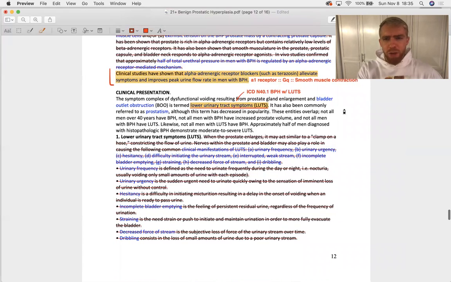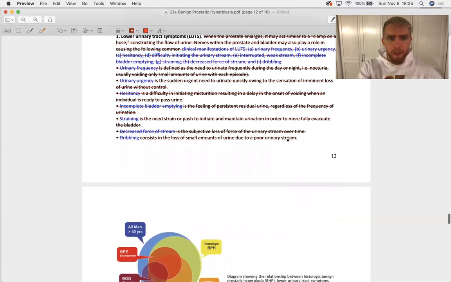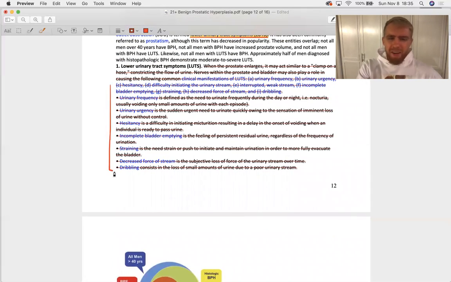Clinical presentation, bringing up this terminology, lower urinary tract symptoms. That's just what we call dysfunctional voiding, plus prostate gland enlargement. So there's a code for that. It's BPH with lower urinary tract symptoms. That's why this is in there. And then it lists a bunch of them. And you don't really need to know them by heart. You know, it's like, okay, you've got problems peeing. Okay, LUTS, check.